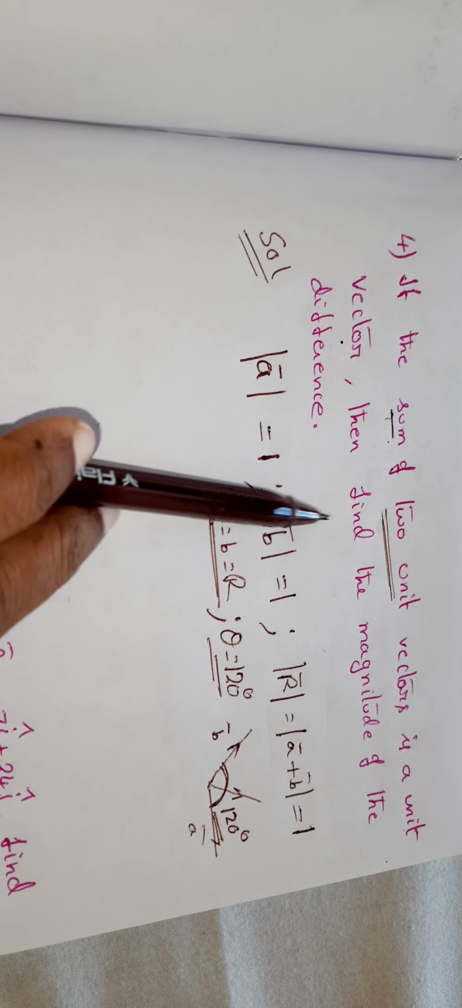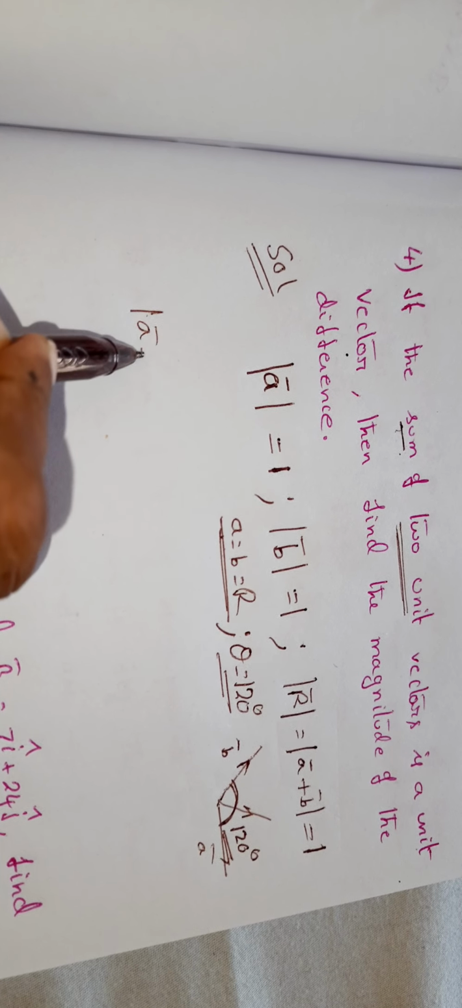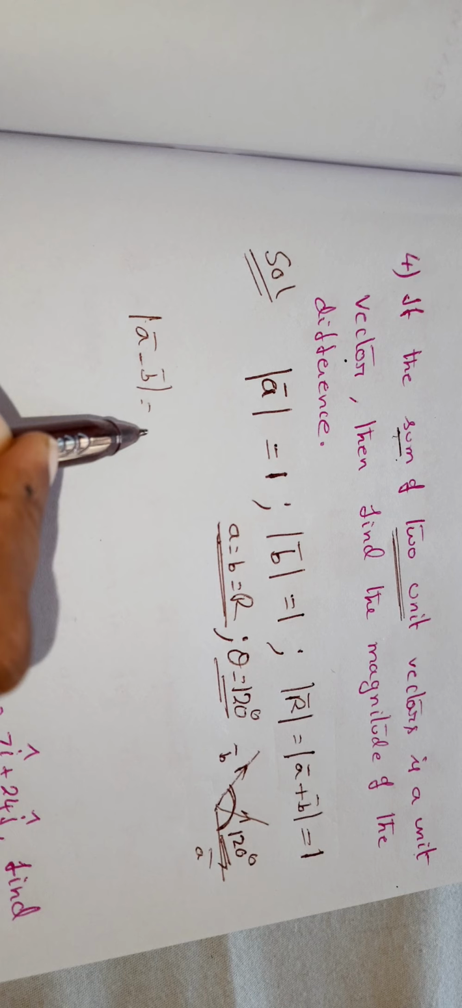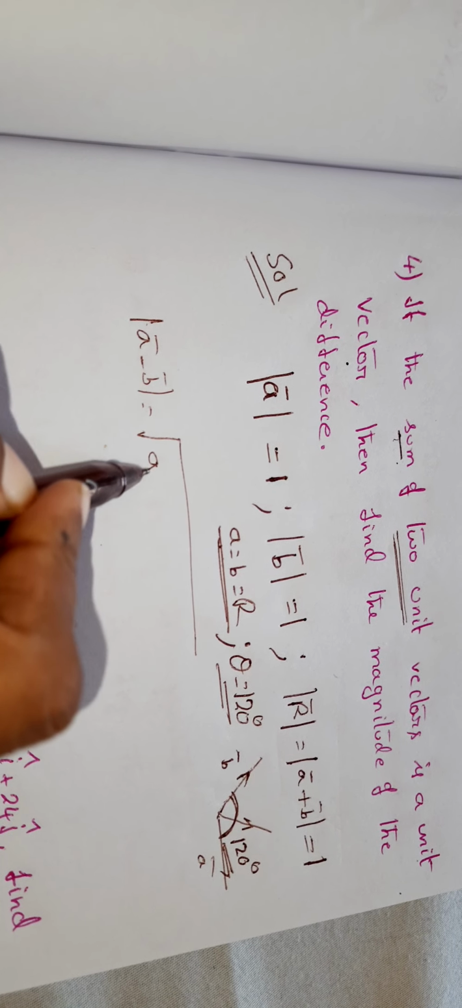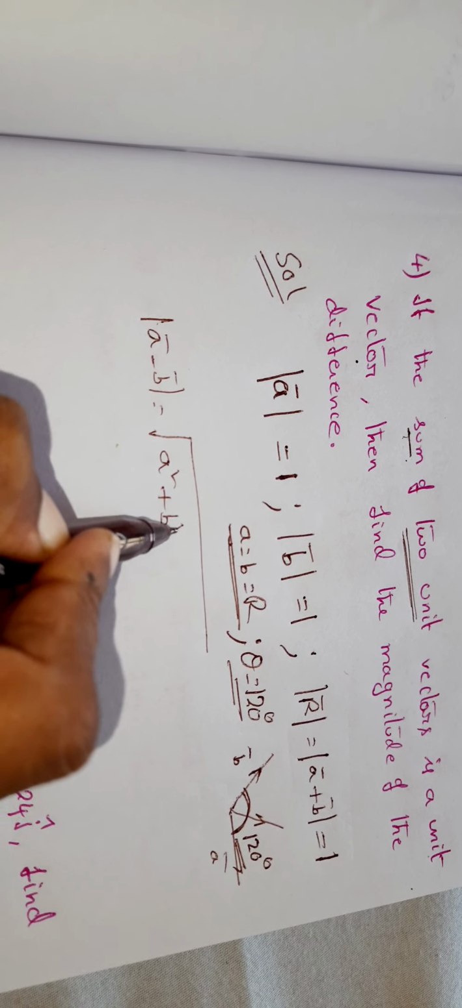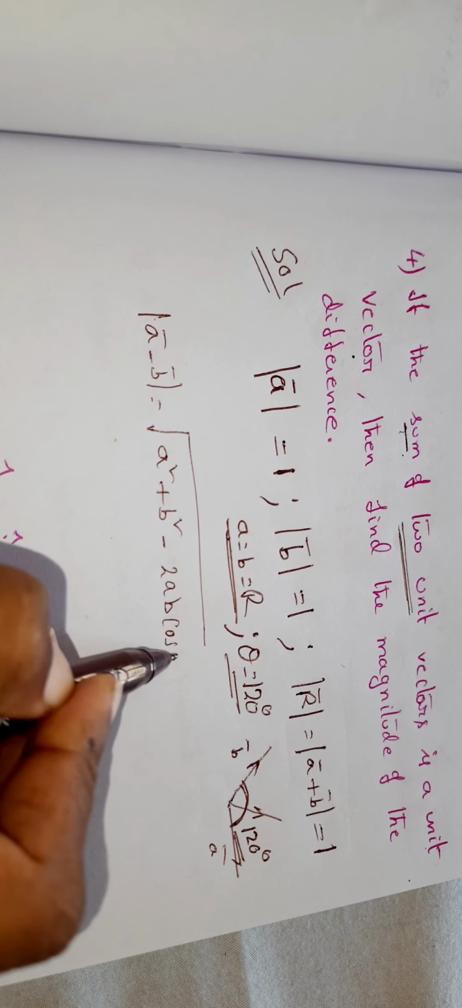Now what should we find? Find the magnitude of the difference. That means we want mod of a bar minus b bar. What is the formula for this? Or what is the tool that you have in your hand? Subtraction of vectors: a squared plus b squared minus 2ab cos theta.